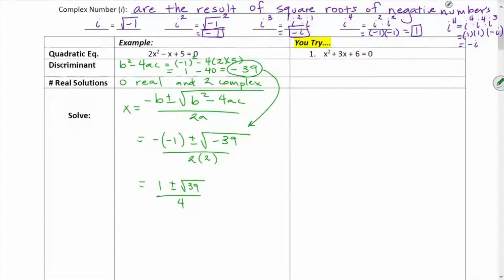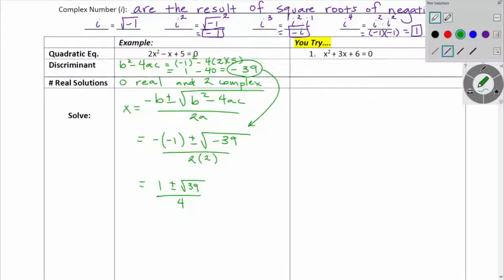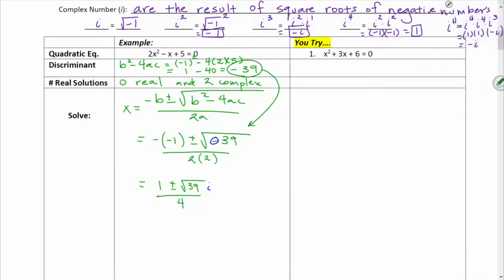Let's see here. Does 39 have any perfect square divisors? 4 doesn't go into it. 9 doesn't go into it. 16 doesn't go into it. There are no perfect squares that will divide 39. Whoops, I missed my i. Let's pull, I guess, a reminder that this negative sign will get pulled out of the square root and it will be an i, and it's not in the square root, it's out of the square root.